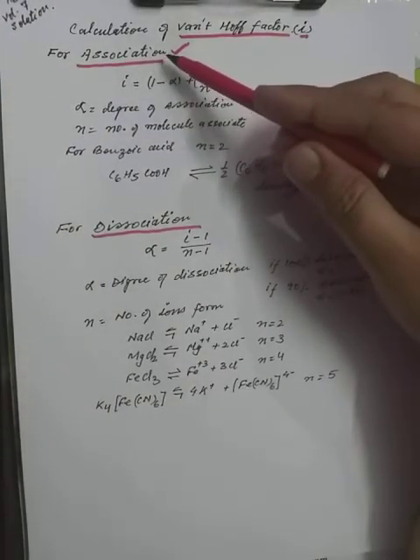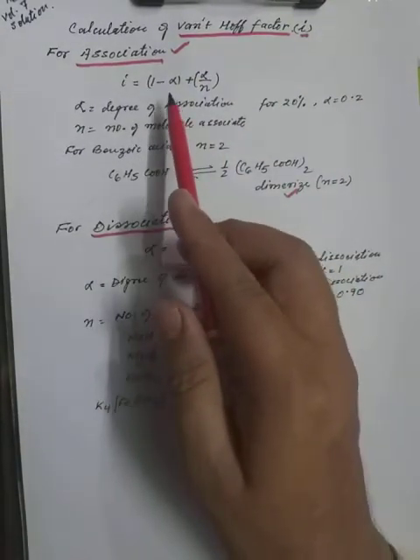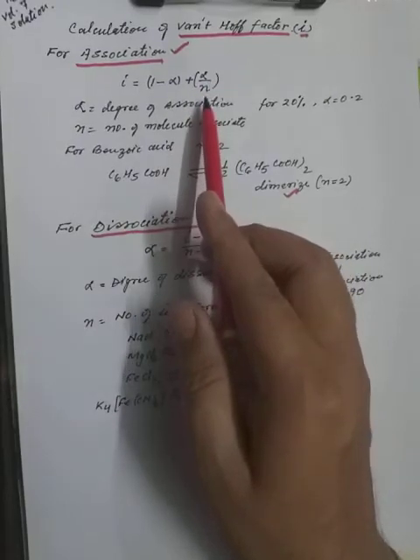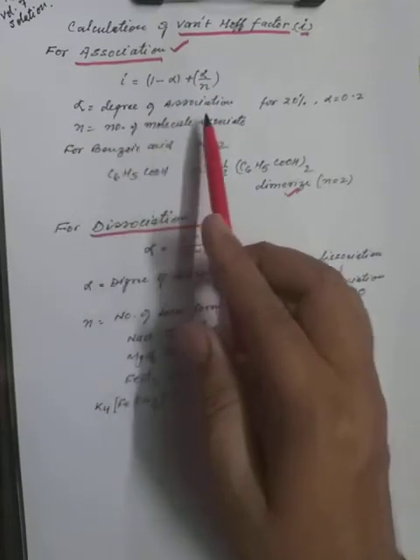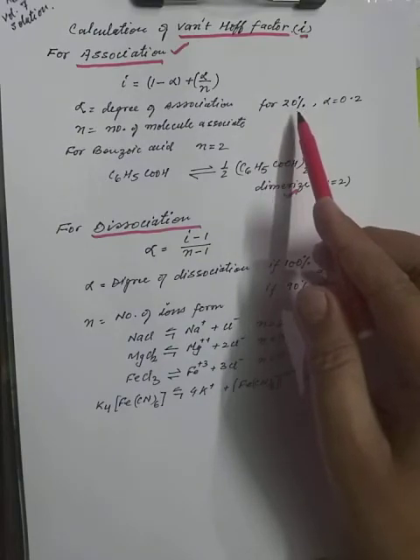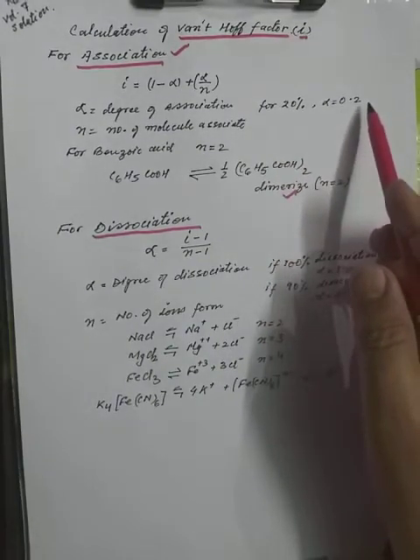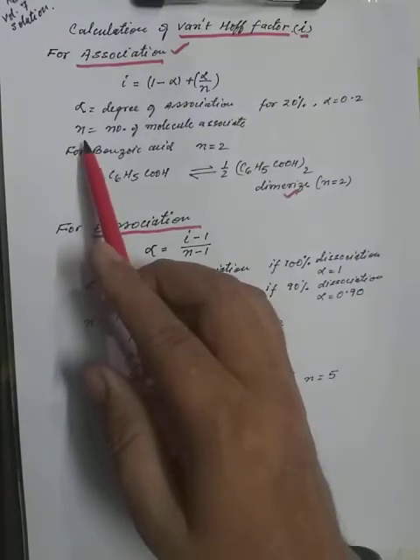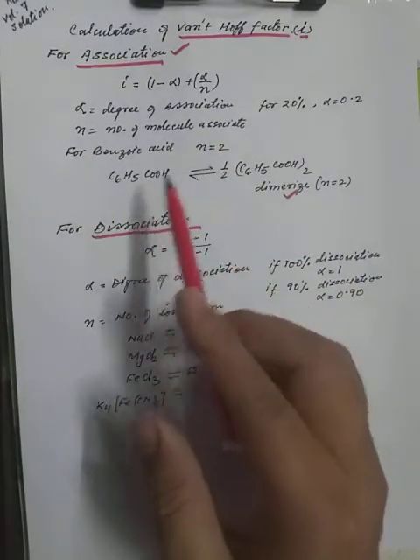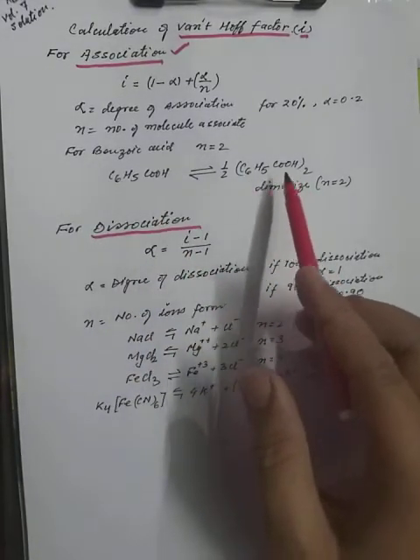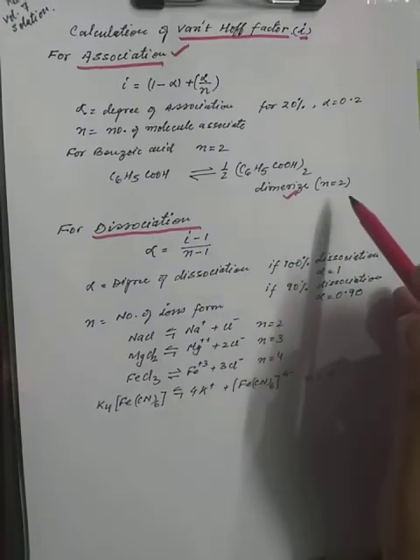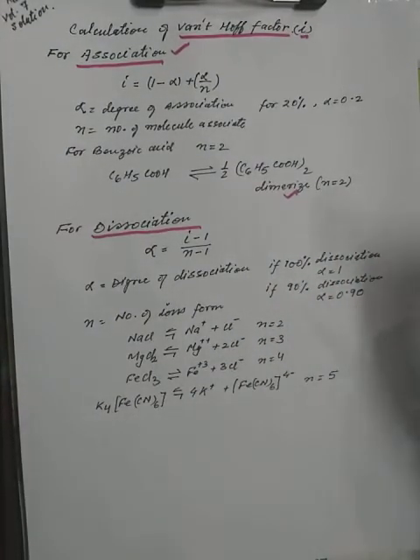If association takes place, the relation between alpha and i will be i is equal to 1 minus alpha plus alpha by n, where alpha is the degree of association. If 20% association takes place, the value of alpha will be 0.20, and n is the number of molecules associated. For example, benzoic acid: 2 molecules of benzoic acid associate, that is, it dimerizes, so the value of n will be 2, right?